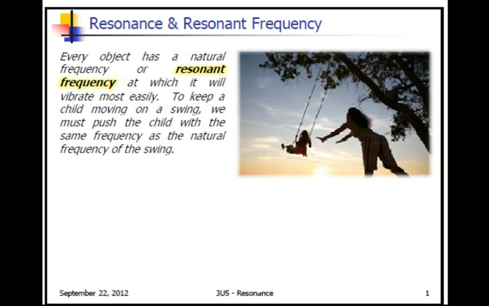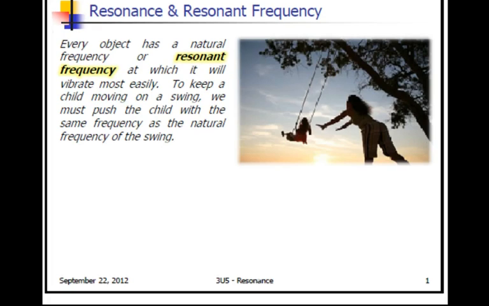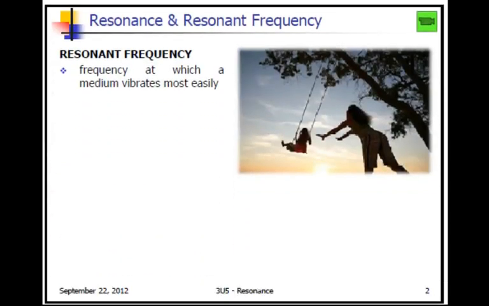If you push the child with the same frequency as the natural frequency of the swing, then you'll end up having a very smooth flow, as the child is pushed right at the point where they would get the most speed forward. And if you push a little bit too fast, you start to notice that the swing doesn't swing back as nicely. It's hard to describe in a sense, but if you can physically imagine that, you might understand what resonant frequency is. It's the frequency at which a medium vibrates most easily.